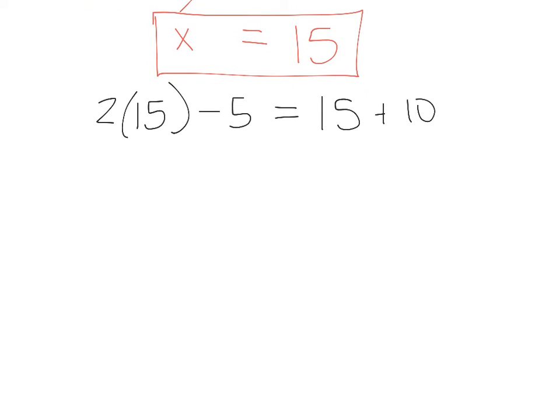Okay, and we have 2 times 15 is 30. 30 minus 5 is 25. Should equal 15 plus 10, which it does. So x equals 15 is the correct solution. Alright, that's 2 out of 3.